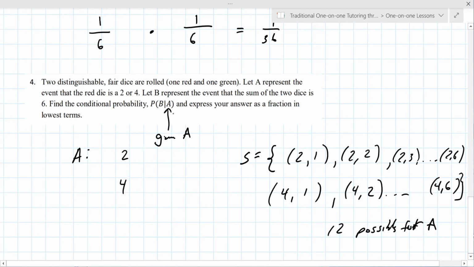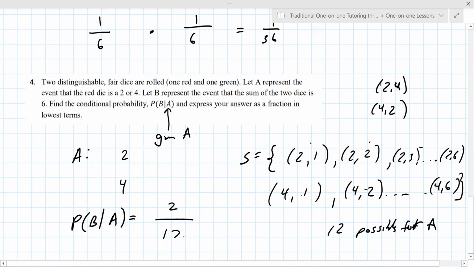Okay. So B is that the sum of the two dice is 6. So how many of these actually do what we just said, in this list here? Well, there's 2 comma 4, and then there's 4 comma 2. Those are the only two that actually work out of this list. So the probability of B given A is those 2 over the 12 that are possible.